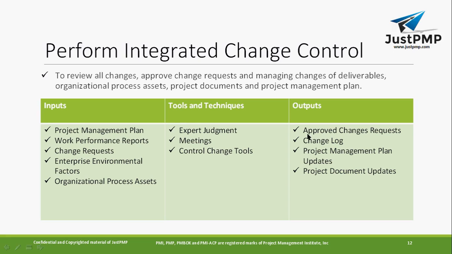The output of Perform Integrated Change Control is that you can approve a change request or reject it. If you reject it, it means you have not accepted it. Simple, it is not a part of the project and you don't have to care about it. If it is an approved change request, then you need to update your project management plan, because if you want to do it, you have to change the plan. Then you update the project documents and the change log. You will note down what changes you have made, like version 1.0, 1.1, 1.2. So this will become your change log.